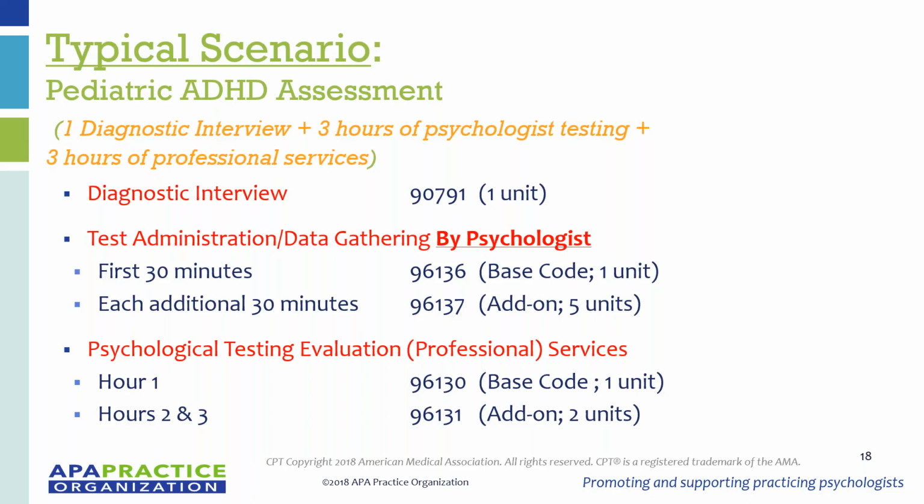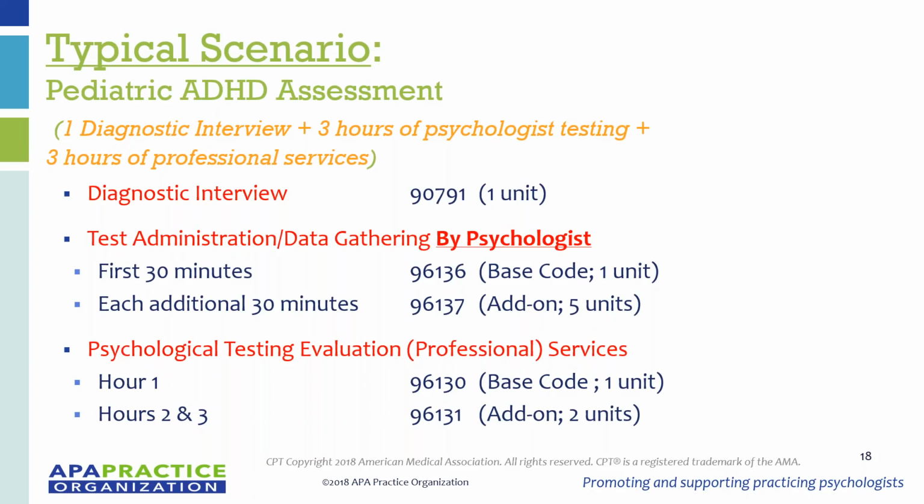For your test administration, data gathering, and scoring by psychologist, in the first 30 minutes, you're using the base code, 1 unit. That's it. But since you're doing 3 hours of testing, the additional 2.5 hours is broken into 30-minute add-on units. So in this scenario, each additional 30 minutes will lead to a total of 5 add-on units, or 96137. So your testing will involve 1 unit of your base code and 5 units of your add-on code.